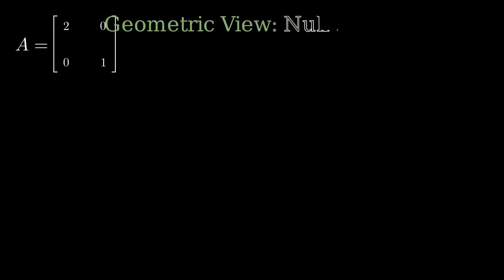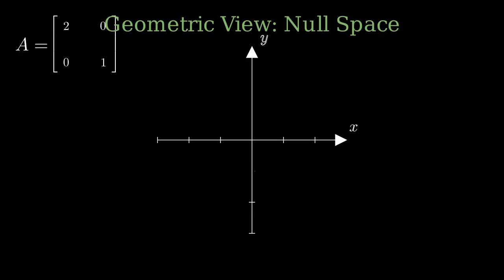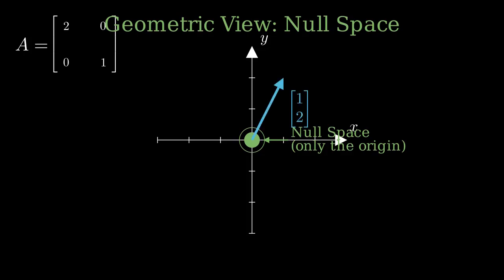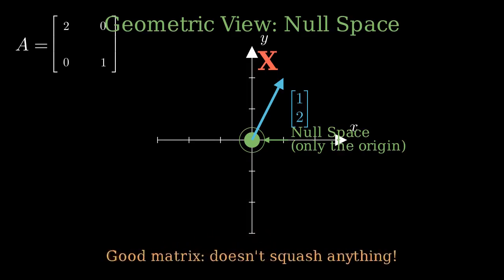Let's visualize this null space. Here's our coordinate plane. The null space is just this single point at the origin. Let's verify. Pick any non-zero vector and see it doesn't go to 0. When we multiply by A, we get (2, 2), which is not 0. This is actually a good thing. It means our matrix doesn't lose any information.